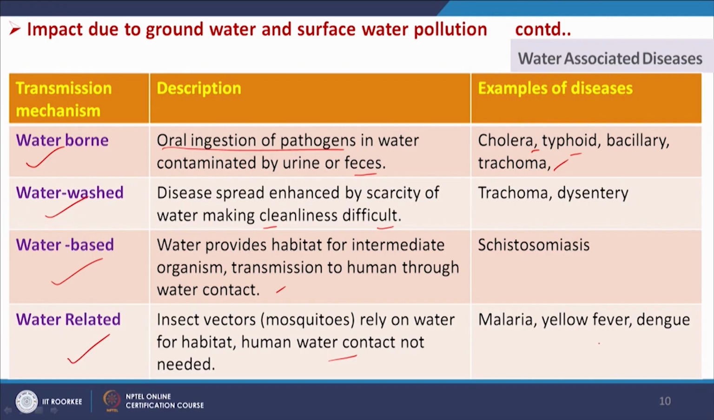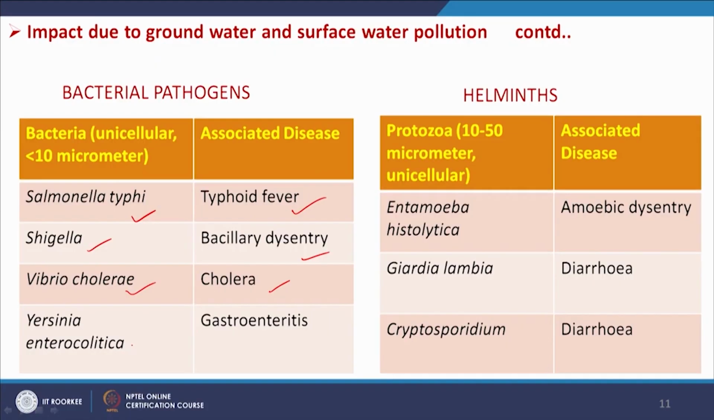So, that is the malaria, yellow fever, dengue, etc. So, different types of diseases can take place because of this water contamination, and then bacterial pathogens, if present, will also create different types of diseases like Salmonella typhi, that is typhoid fever, Shigella, so bacillary dysentery, and Vibrio cholerae, and then Yersinia enterocolitica, gastroenteritis, and different helminths may also be present in water.